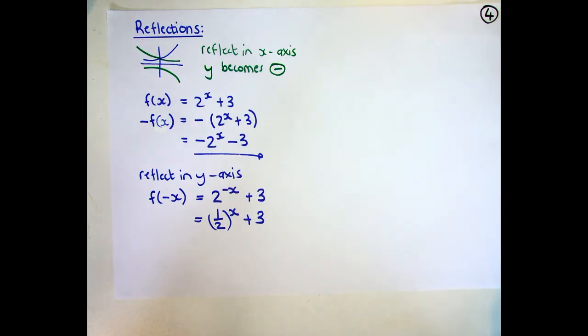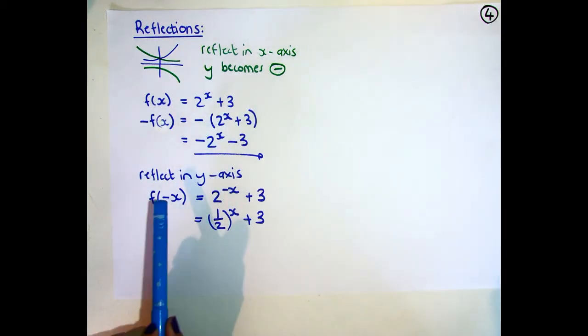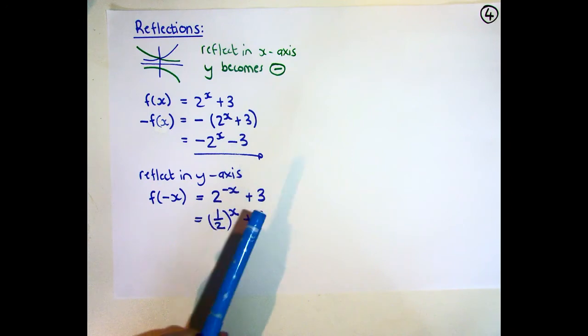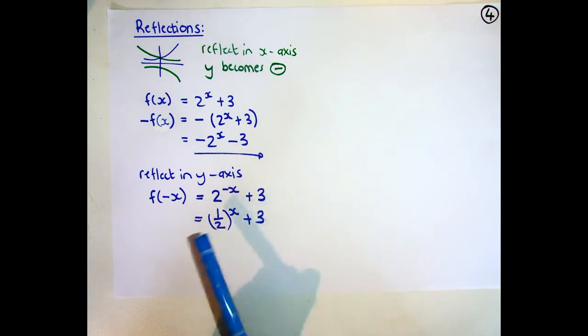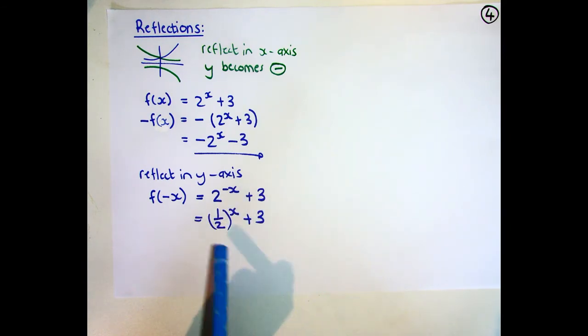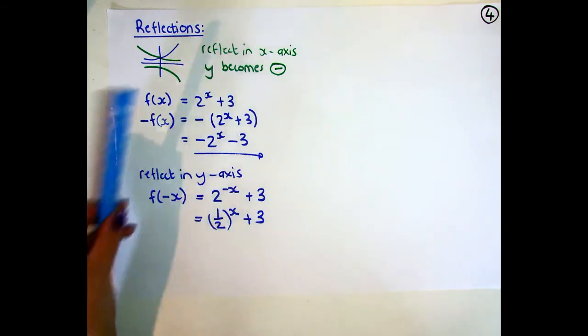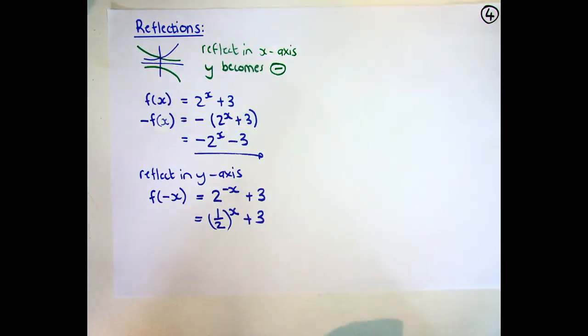When we reflect in the y-axis, the x's become negative. So instead of f of x, we now have f of -x. Therefore, every time we see an x in the original equation, we now put in a -x. Changing that so that your x is a positive value means you end up changing the b value to a fraction, which means it is that graph that is now decreasing but still above the x-axis.